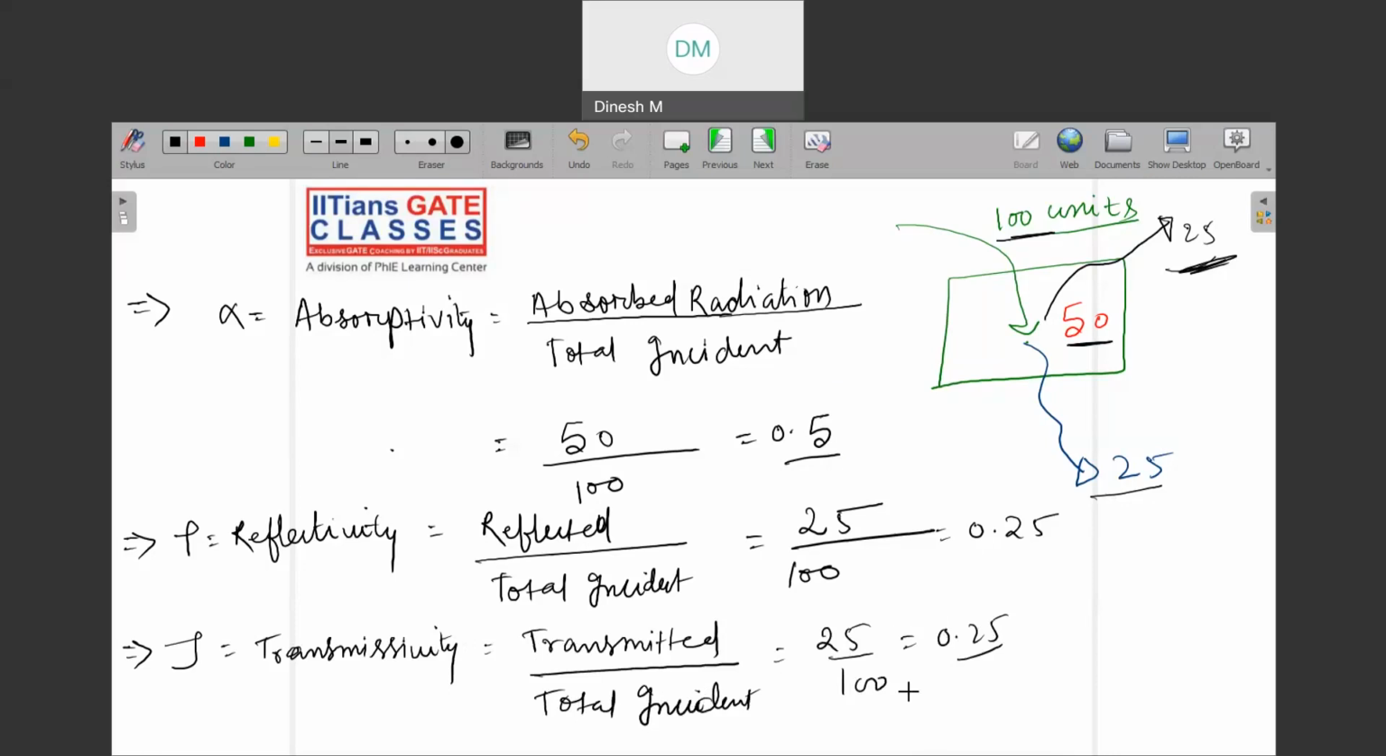It might happen that it is absorbing all of those, then this is becoming a black body. Then it has the tendency that it is reflecting all of them. Then it has the tendency that it is not transmitting any one of these. So depending upon the body, these reflectivity, absorptivity and transmissibility can vary, right?